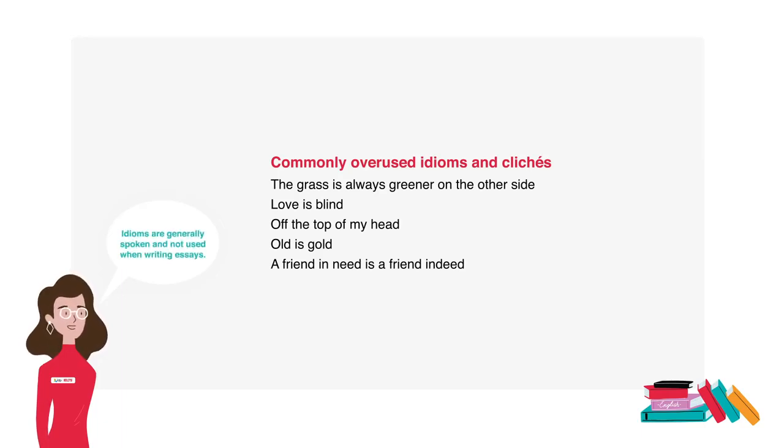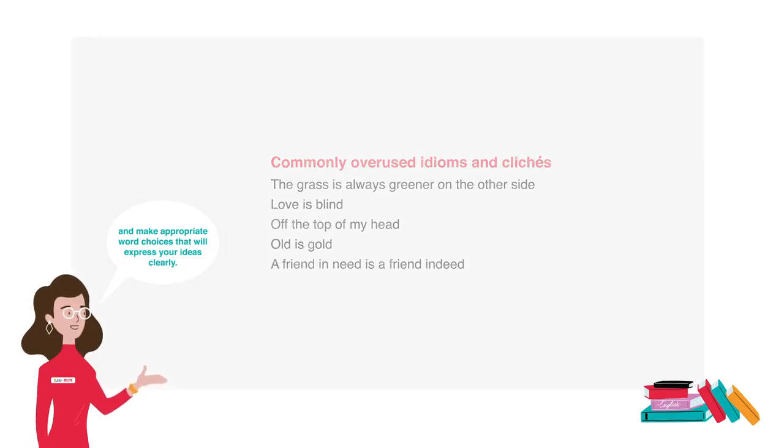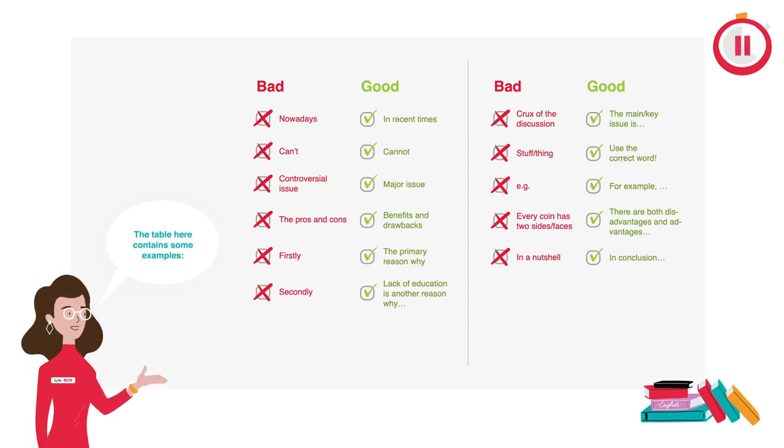Idioms are generally spoken and not used when writing essays. Proverbs and clichés should also be avoided. Again, they are often used when speaking. These can include: these terms should not be used when writing as they are vague and do not address a task appropriately. You should use clear language and make appropriate word choices that will express your ideas clearly. The table here contains some examples.